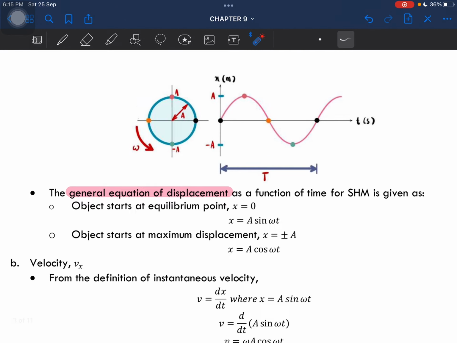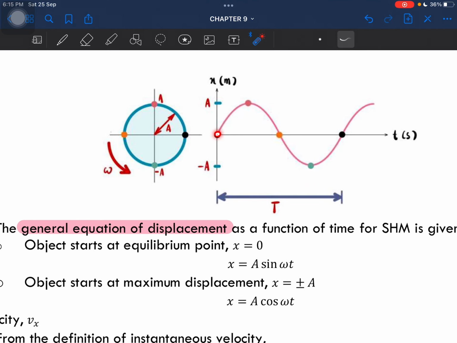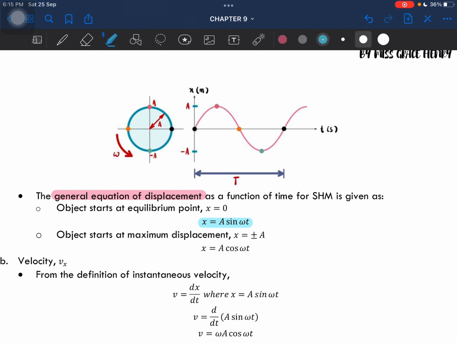If an object starts at the equilibrium point where x is equal to 0, here it starts at x equal to 0. Our general equation of displacement is x equal to a sine omega t. Omega t is also known as the phase, the phase angle.